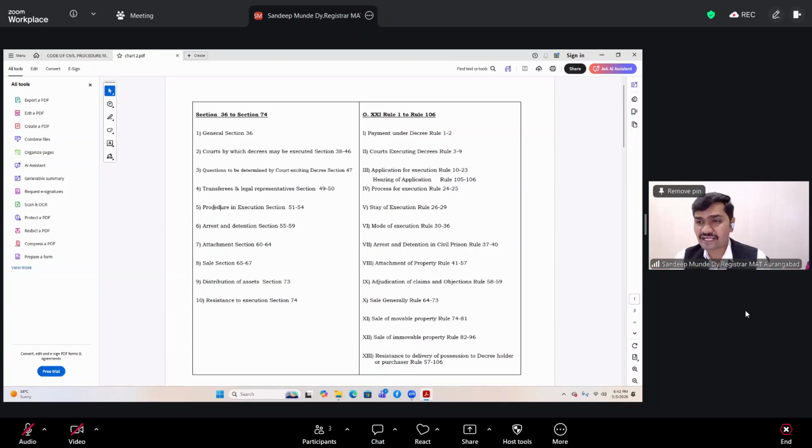Provisions with regards to the attachment of the property are given in sections 60 to 64. How to make the sale? Provisions have been given from sections 65 to 67 and from rules 64 to 96. So, from the filing of the execution application to the satisfaction of the decree, whatever procedure is required, the entire procedure has been given in these sections and rules.